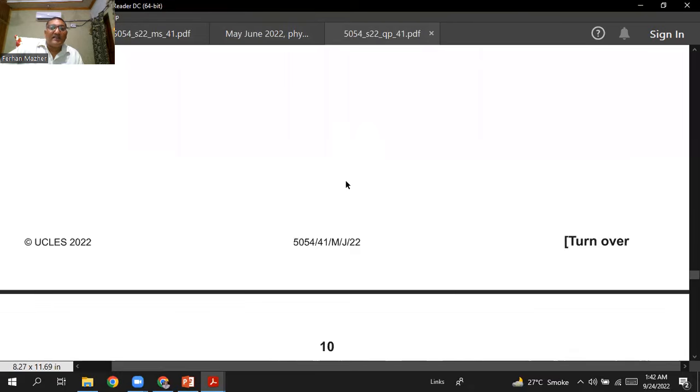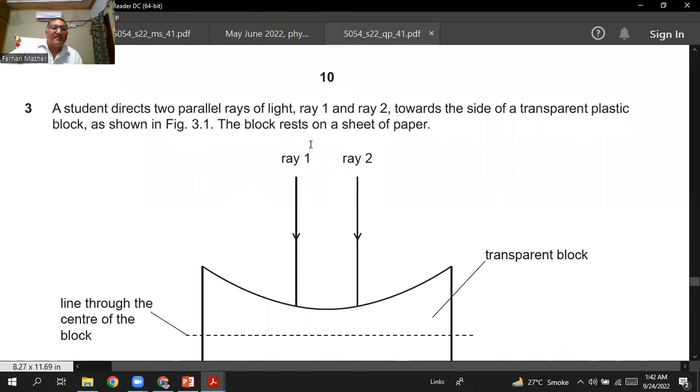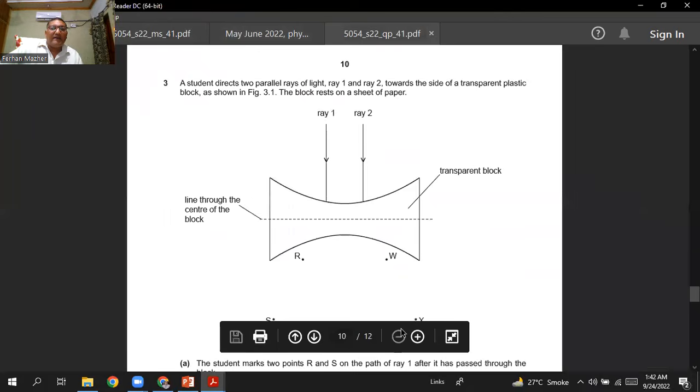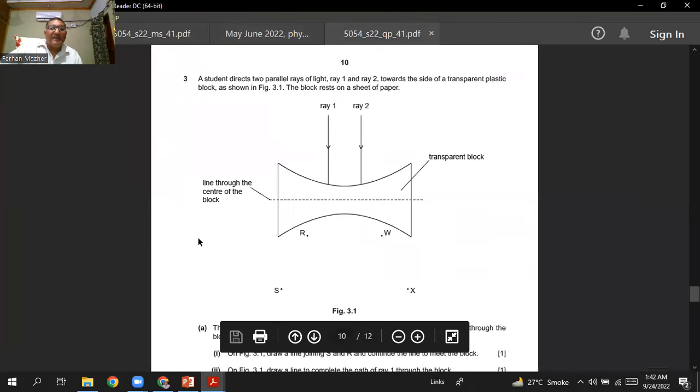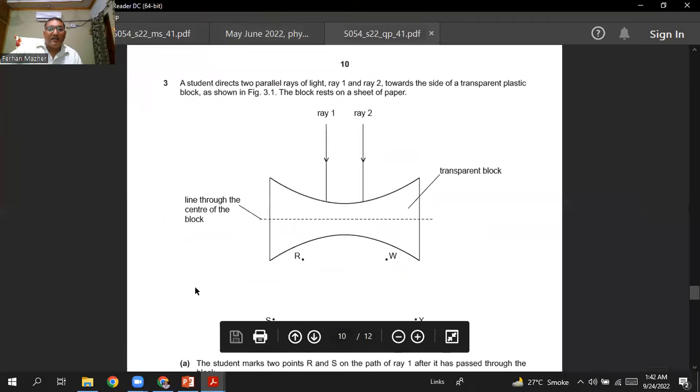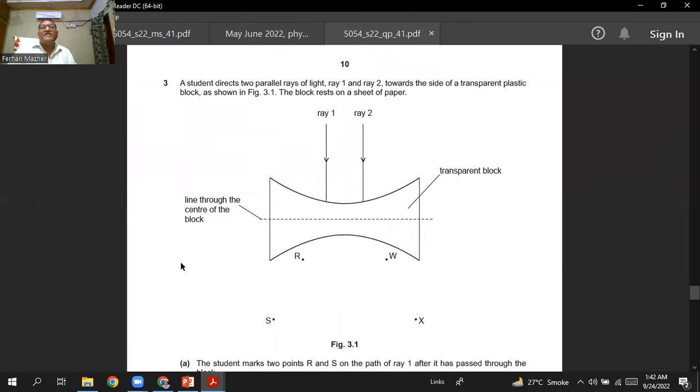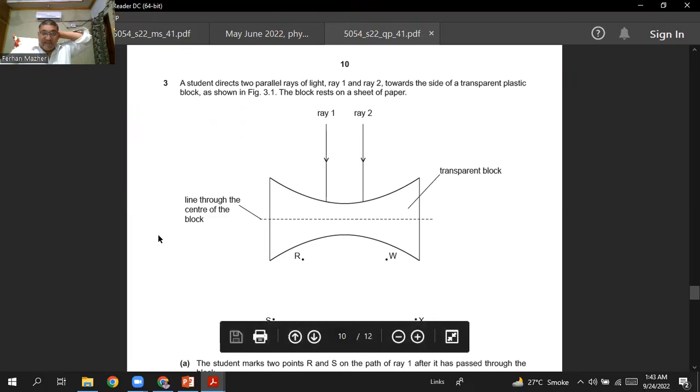And the next one is the next question. He says that a student directs two parallel rays of light, say ray 1 and ray 2, towards the side of a transparent plastic block, as shown in figure 3.1. The block rests on a sheet of paper. So this is ray 1, this is ray 2, and this is that plastic block. You can say it's like a lens.